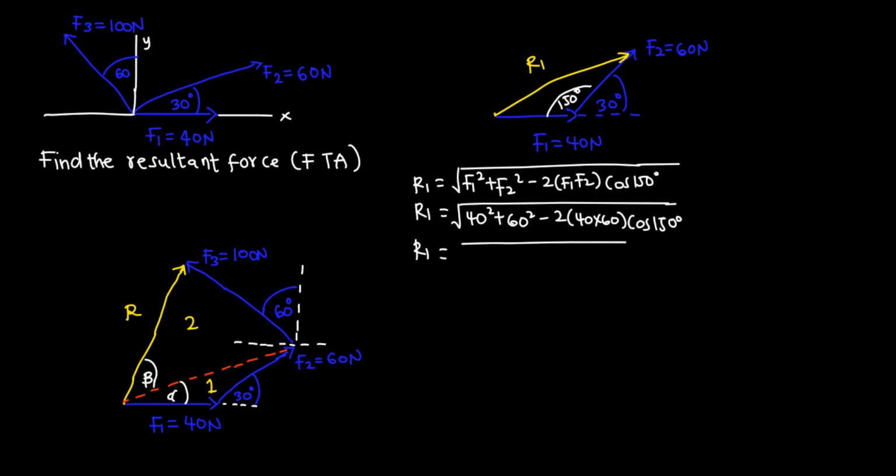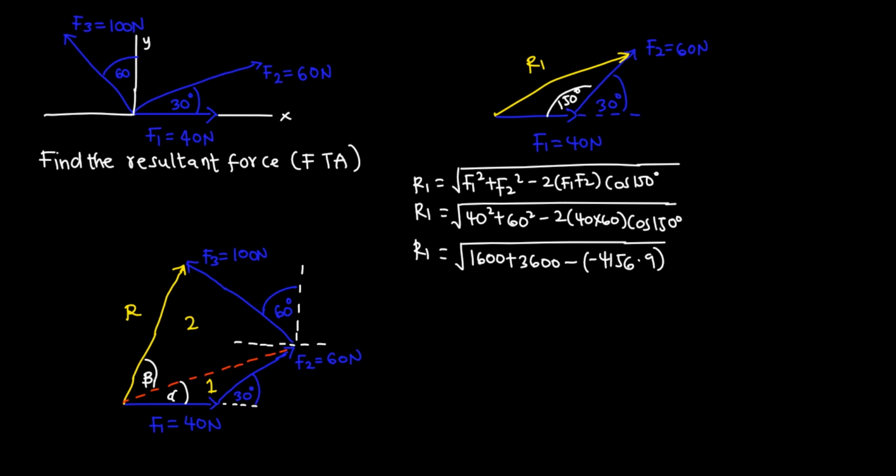So let's square 40. 40 squared gives me 1600, and then 60 squared gives me 3600, and then what you have here. When I multiply all the values there, I have minus, and that gives me minus 4156.9. I multiplied everything together.